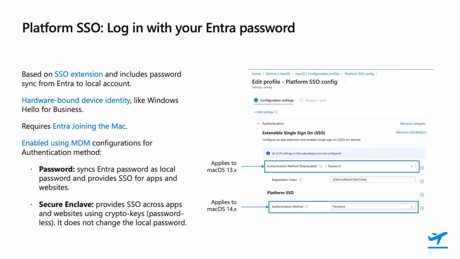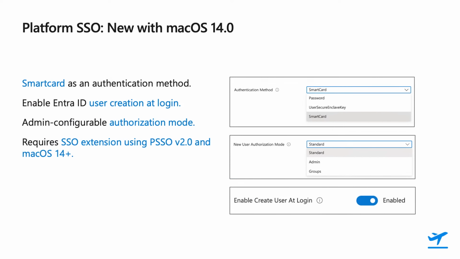Also, Platform SSO automatically joins the Mac to Entra ID. So there's no second step after your ADE authentication. Platform SSO is unique to macOS 14 Sonoma. We've got some new options. We can use Smart Card as the authentication method for those environments that are using smart cards. And we also have the capability to enable create user at login. And we can control whether that user is a standard user or an admin user.